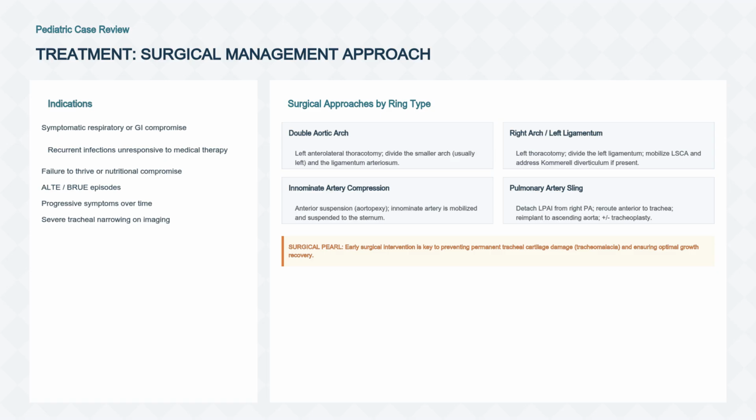Surgical management is indicated for symptomatic respiratory or gastrointestinal compromise, failure to thrive, or recurrent infections. Approaches vary by the specific ring type. For example, a double aortic arch requires division of the smaller arch. Early surgical intervention is crucial to prevent permanent tracheal cartilage damage and to ensure optimal airway growth and development.